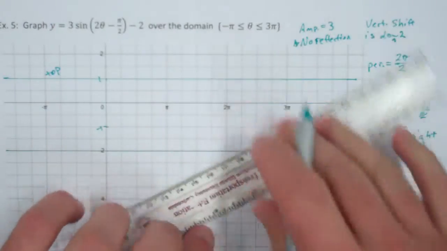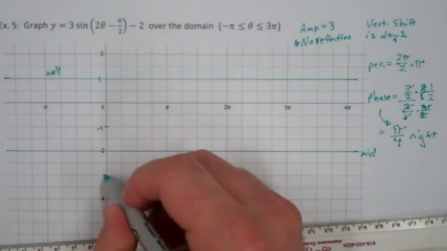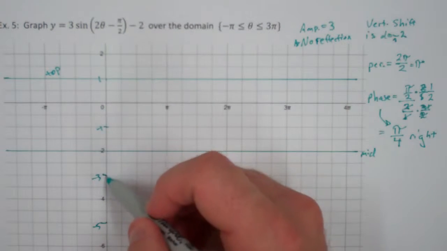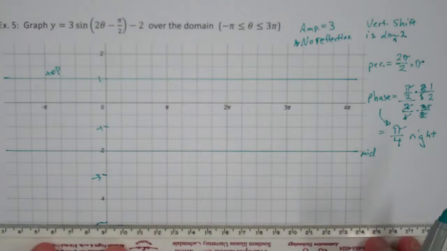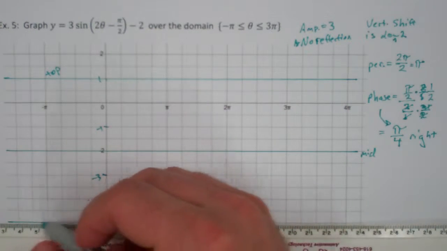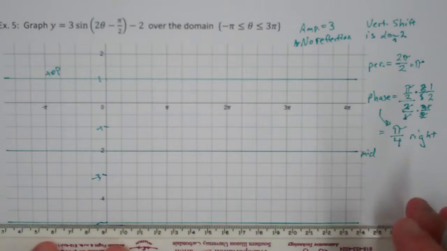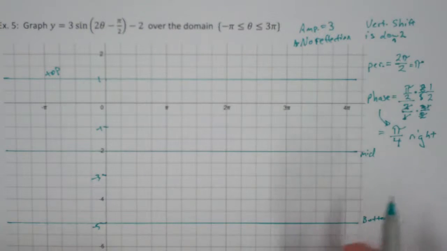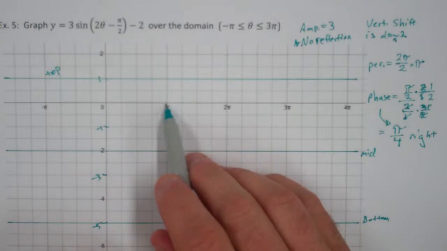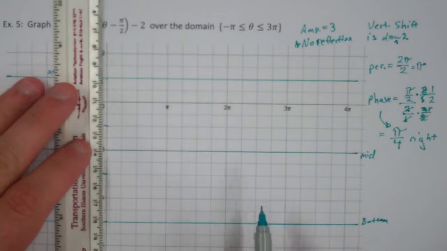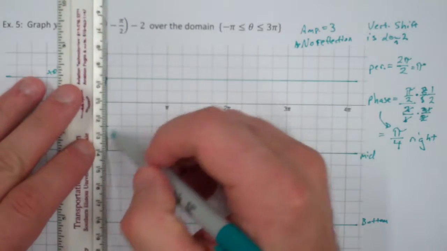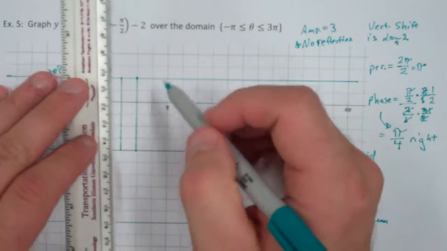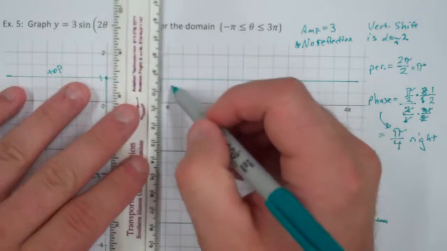This just helps you keep the graph in bounds. This would be -3 and -5. So we need to go 1, 2, 3 down. That's our amplitude. Remember, the amplitude is the distance from the midline to either the bottom or the top line. So this is our bottom line. And now I like to take our period, which is pi, and divide that into quarters. So I'm going to draw a line here, here, right here, and then here.